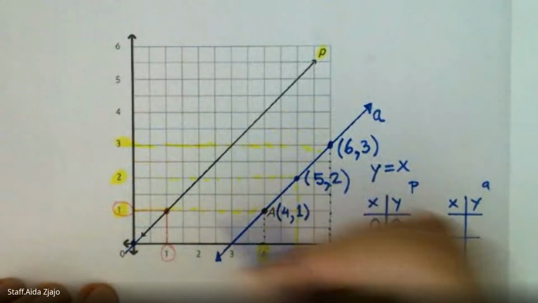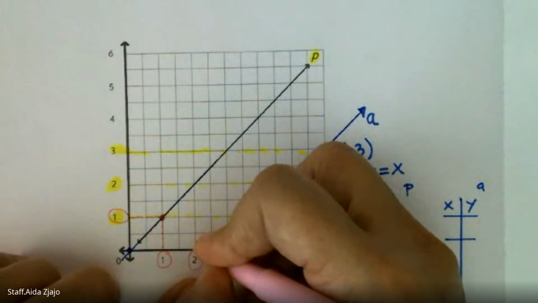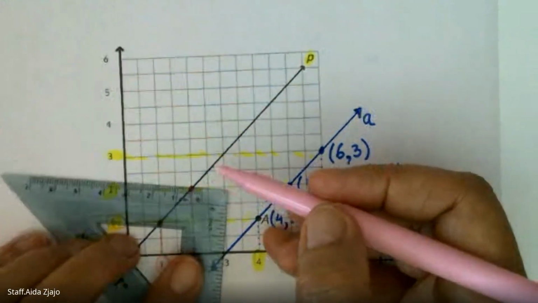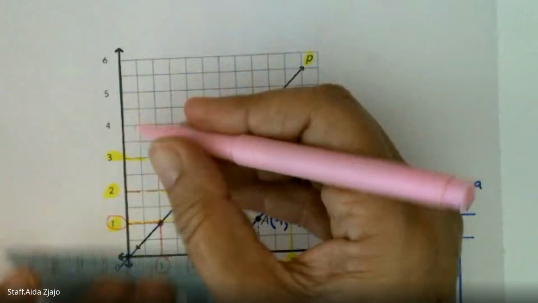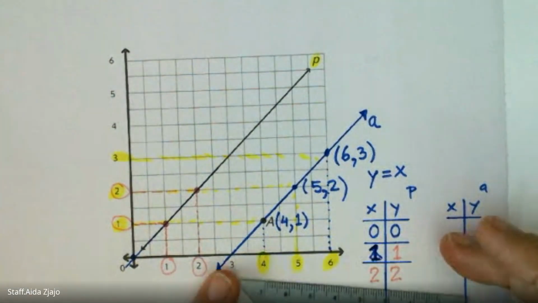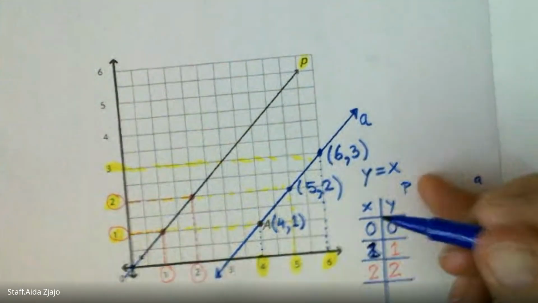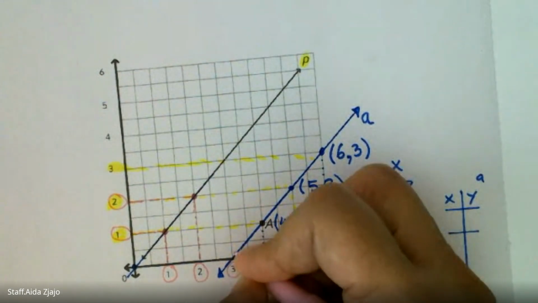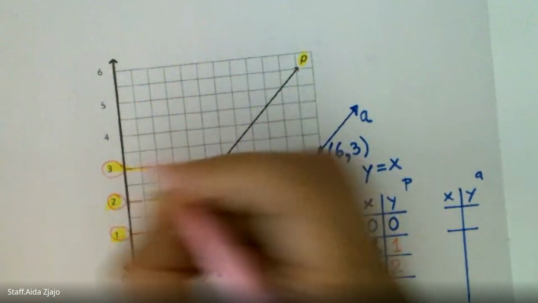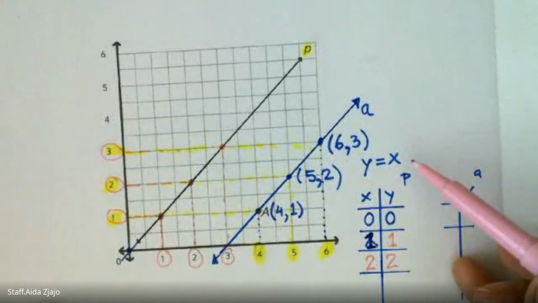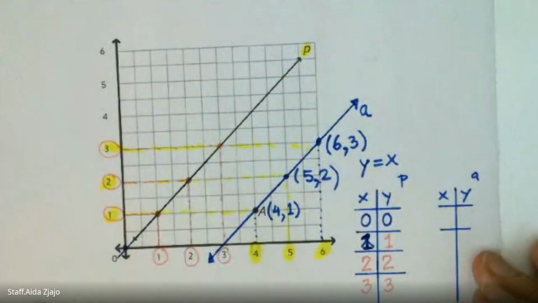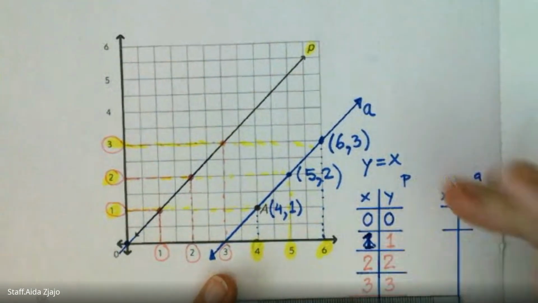If X is 2, I go up and find where it intersects with the line, and then Y is as well 2. So if X is 2, Y is 2. Okay, all right, let's do one more. If X is 3, then Y is 3. So for every X, Y is the same. Y is the same as X. 3 equals 3. Okay, so it goes for every point.